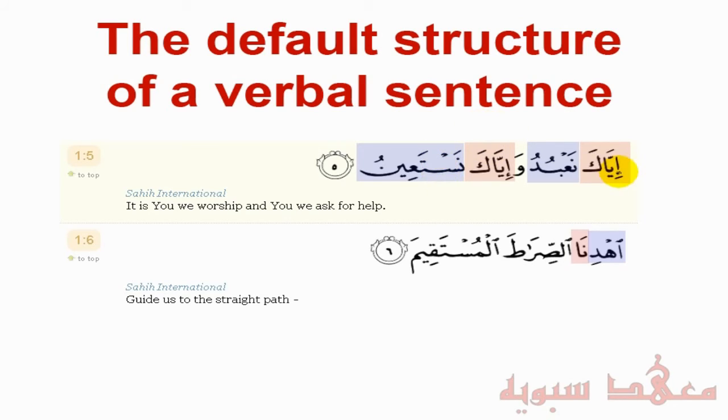So if you look at the translation, it says, it is you we worship, and you we ask for help. If it was نَعْبُدُكَ وَنَسْتَعِينُكَ, then this would be a good translation of that. But the fact that there's restriction here, in both cases, it should be actually translated as, it is you alone we worship, and it is you alone we ask for help.